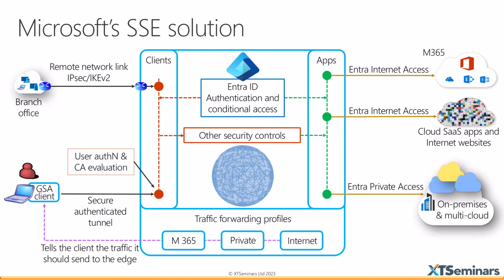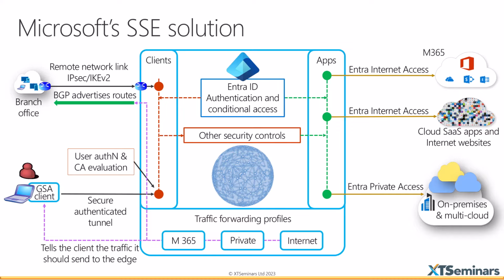Now, you might think, well, how does our branch office know how to route traffic? Well, here, what we're doing is we're advertising through Border Gateway Protocol. So Border Gateway Protocol, or BGP, advertises the routes.